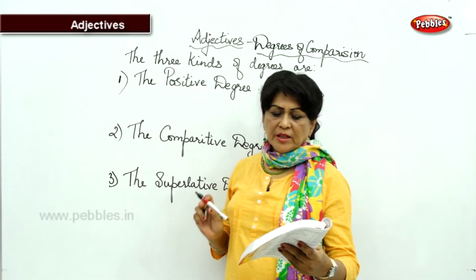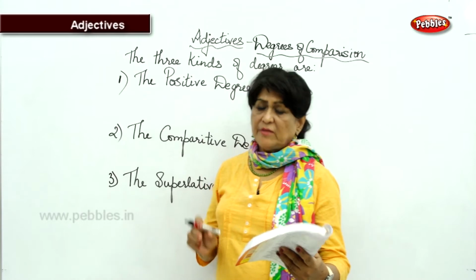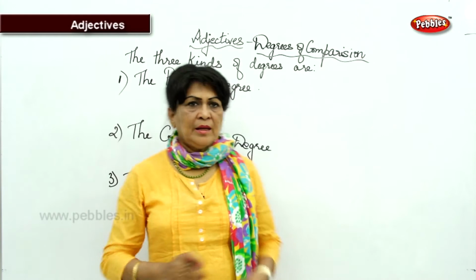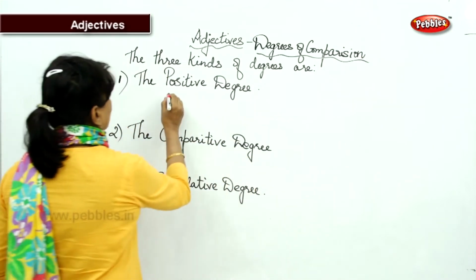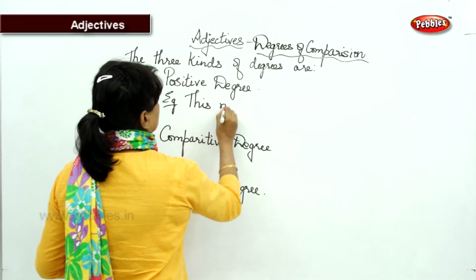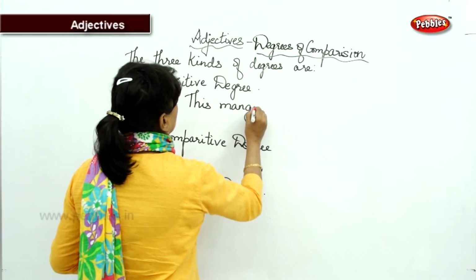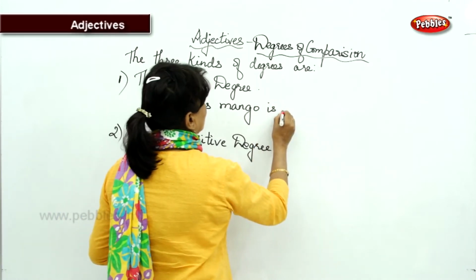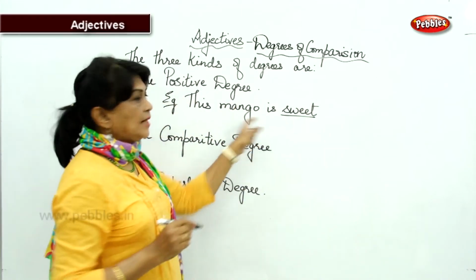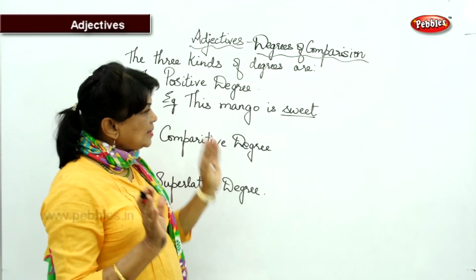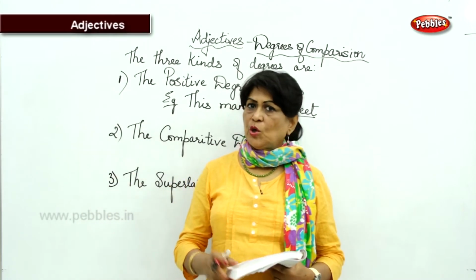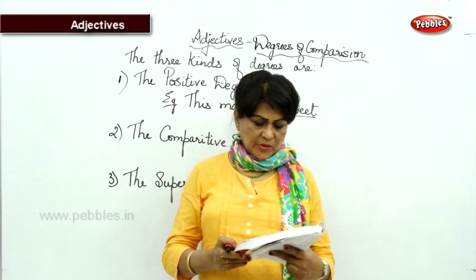Okay, the positive degree of an adjective is the adjective in its simplest form. Okay, if I say this mango is sweet, it describes the mango, and this is the simplest form. So, the simplest form of an adjective is called the positive degree.